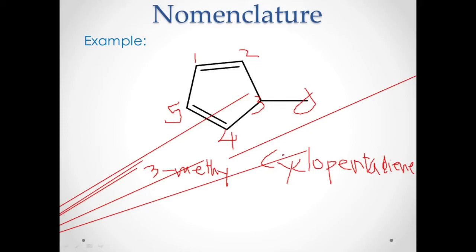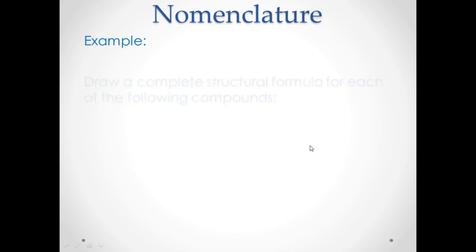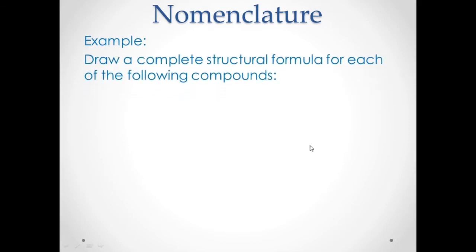3-methyl. And your double bonds are at carbon number 1, 2, 3, and carbon number 4. So that becomes 1,4. So the name would now be 3-methyl-1,4-cyclopentadiene. So 3-methyl-1,4-cyclopentadiene.